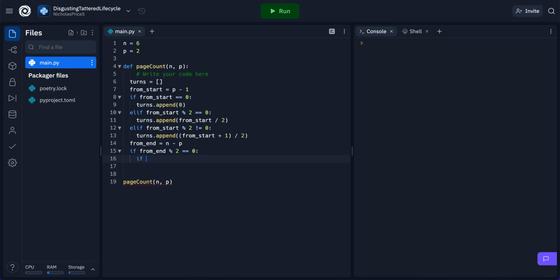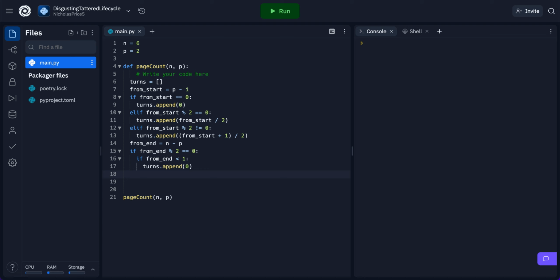Great. If from end is less than 1, which in this case could only be 0, we can just write it like that. If it's less than 1, then great. We could do, as we did earlier, turns.append 0. You don't have to turn the page. You're already on it.